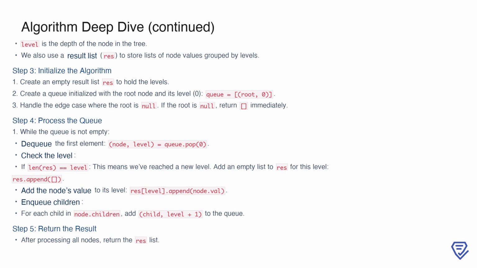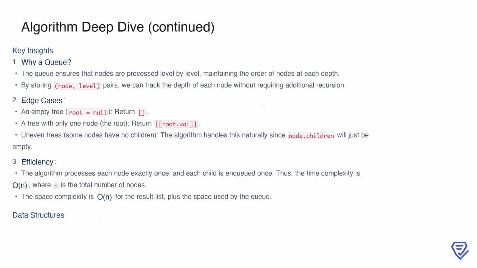Once initialized, we begin processing the queue. As long as the queue is not empty, we dequeue the first element, which gives us the current node and its level. If the level matches the current length of res, it means we've encountered a new level, so we append an empty list to res. Then, we add the node's value to the appropriate level in the result list. After this, we enqueue the children of the current node, pairing each child with its level, which is 1 greater than the current node's level. This ensures that all nodes are processed in the correct order. Using a queue is critical for this algorithm because it ensures that nodes are processed in the exact order they appear at each depth.